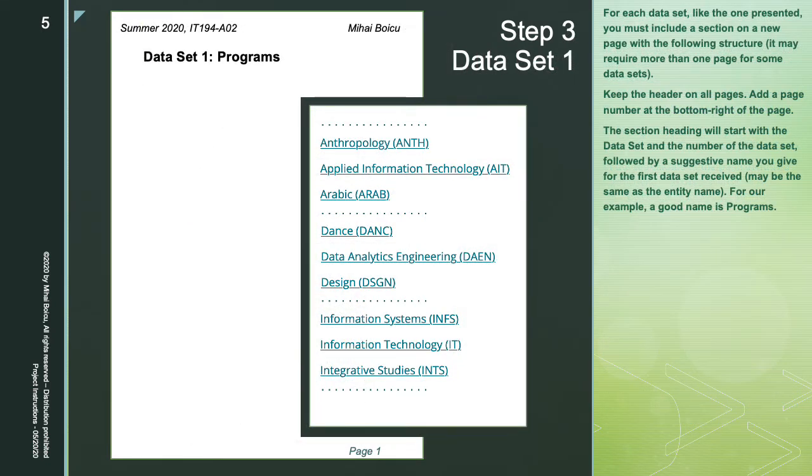For each dataset, like the one presented, you must include a section on a new page with the following structure. It may require more than one page for some datasets. Keep the header on all pages. Add a page number at the bottom right of the page. The section heading will start with the dataset number and the dataset followed by a suggestive name you give for the first dataset received. Maybe the same as the entity name. For our example, a good name is programs.